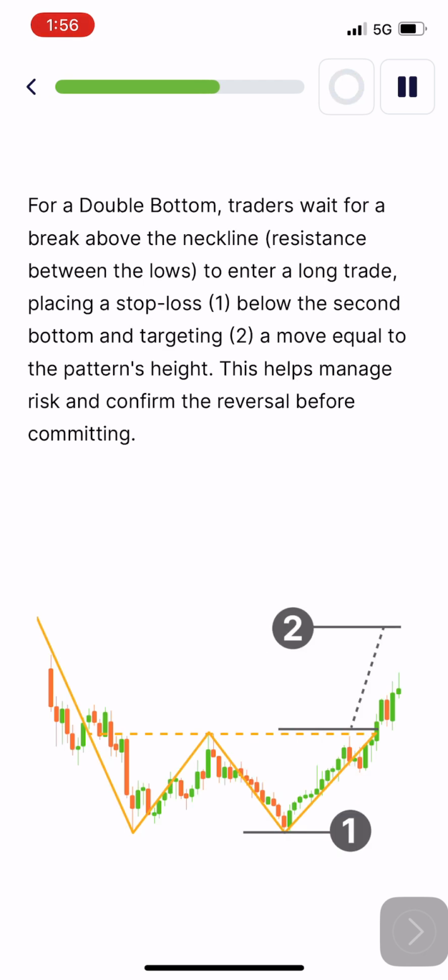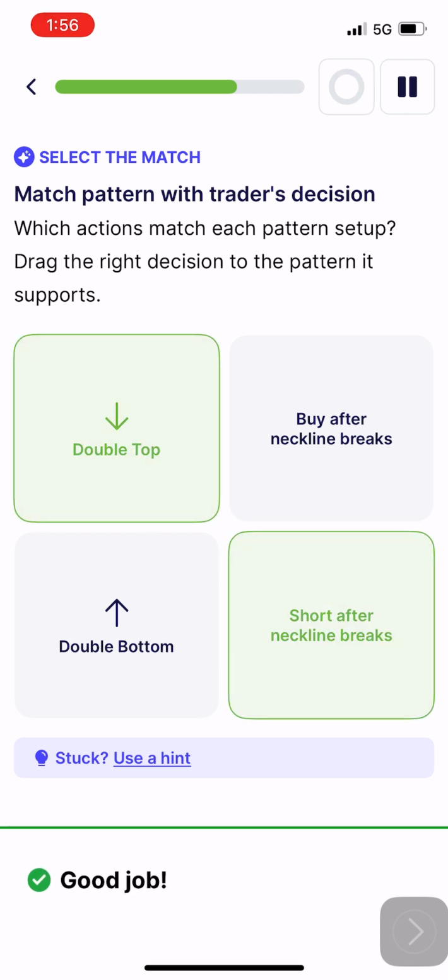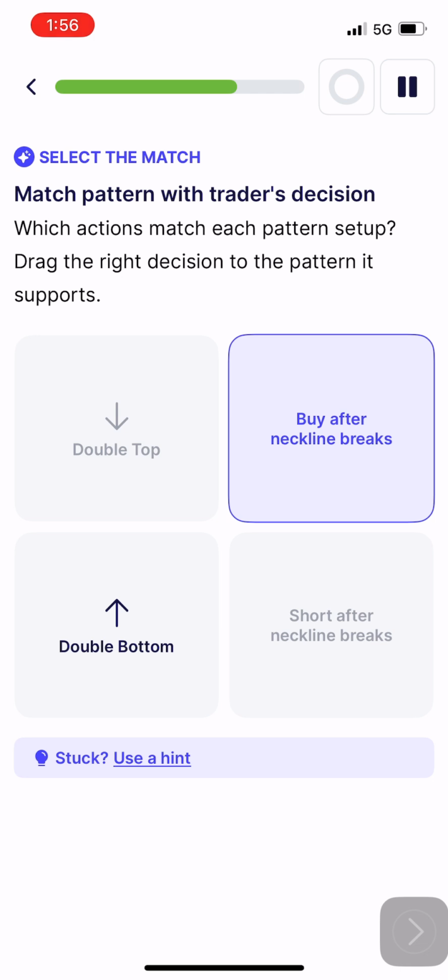For a double bottom, traders wait for a break above the neckline to enter a long trade, placing a stop loss below the second bottom and targeting a move equal to the pattern's height. This helps manage risk and confirm the reversal before committing. Knowledge check. Match pattern with trader's decision. Which actions match each pattern setup? Drag the right decision to the pattern it supports.